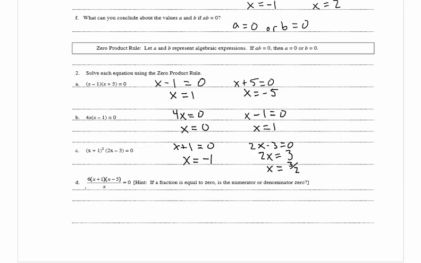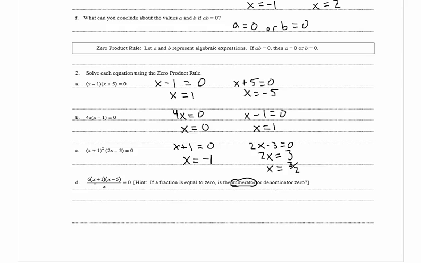In D, we have 6 times (x plus 1) times (x minus 5), all divided by x, is equal to 0. Hint, if the fraction is equal to 0, the numerator or the denominator is 0. And that's going to be our numerator equal to 0. Remember, if the denominator is equal to 0, then the fraction would be undefined.